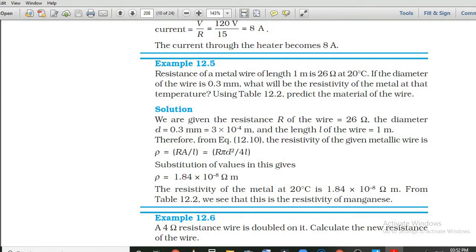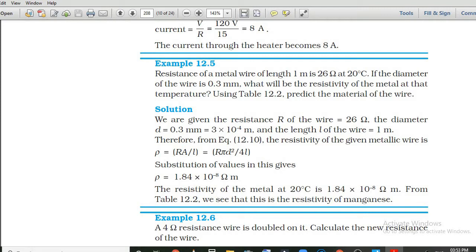Resistance of the metal wire of length 1 meter is 26 ohm at 20 degrees. So what is the length of the wire? 1 meter. What is the resistance of the wire? 26. The diameter is also given, 0.3 millimeter. Then we need to calculate what will be the resistivity of the metal at this temperature.